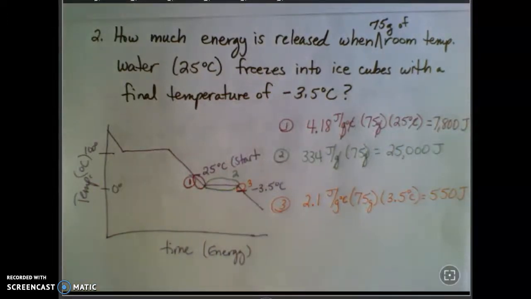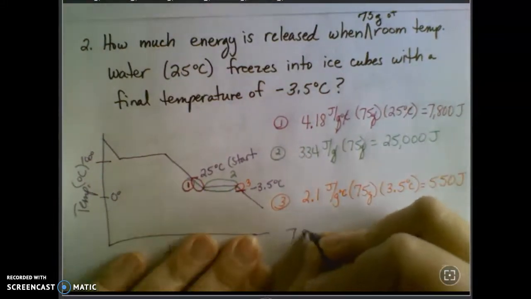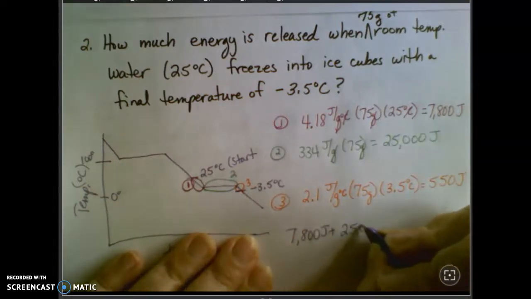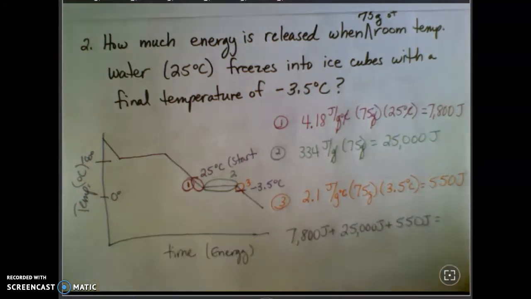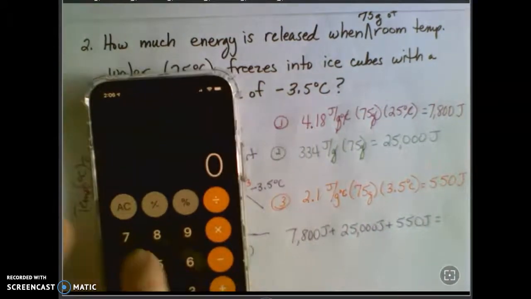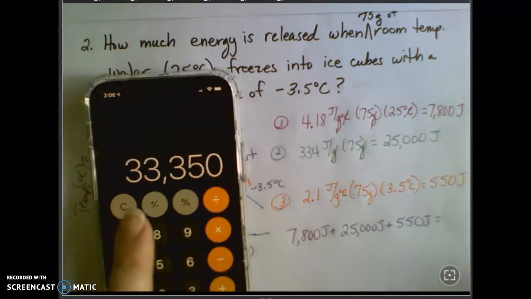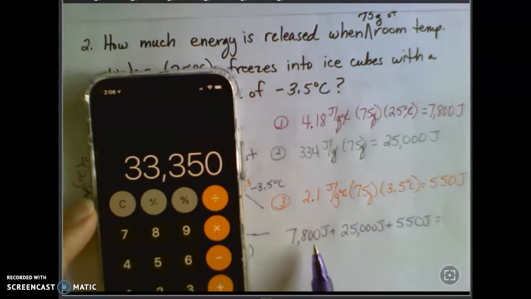So that tells me how much energy it takes for each of those 3 steps. So the last thing that I'm going to do here is just add up those numbers. So 7,800 plus 25,000 plus 550 gives me 33,350 joules. Sig figs, this time I'm adding, so the rules change a little bit.